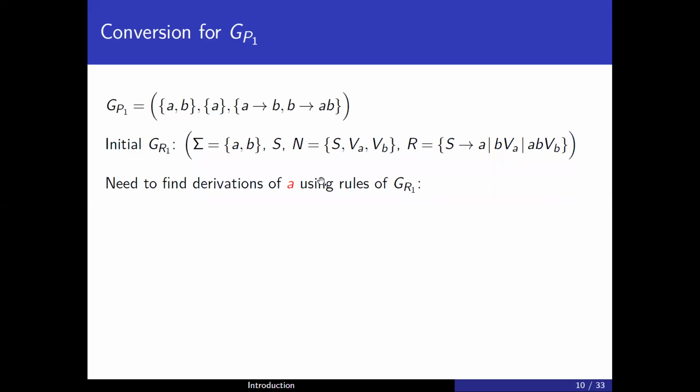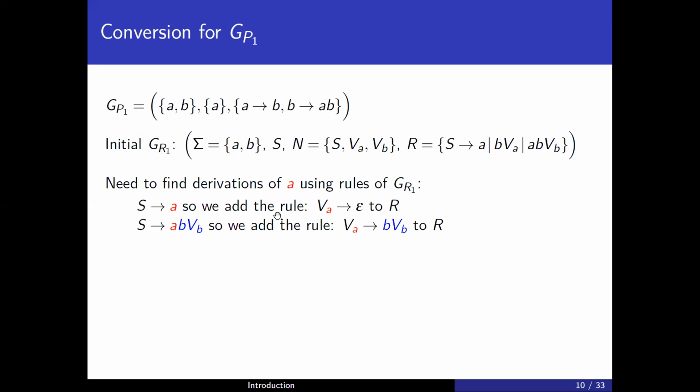Now we want to add new rules by searching for derivations where we have A as a prefix. If we consider the first rule, we have S goes to A, so we add the rule VA goes to epsilon. We continue searching for rules, and so in the next step we have A as a prefix again, and BVB as the suffix. So we add VA, and the right-hand side becomes the suffix of the string that we derived.